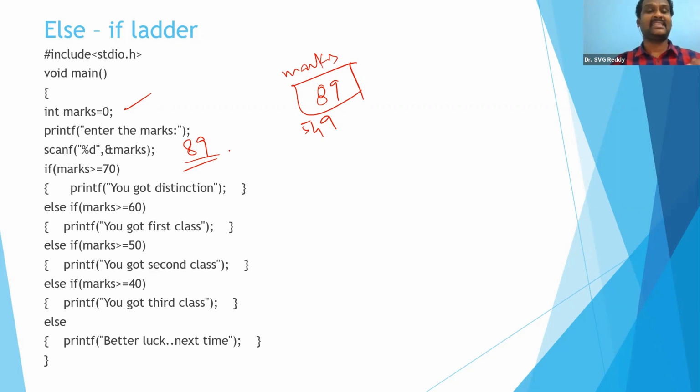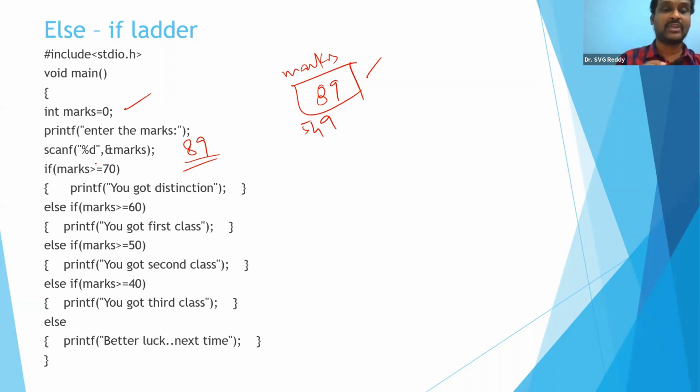Then scanf reads it. Scanf reads the value which is 89. So it reads the value 89, dynamically given by the end user, and then passes it to the address of marks. Address of marks is yes. Now 89 is updated. Percentage d tells that it is an integer number. That's all.